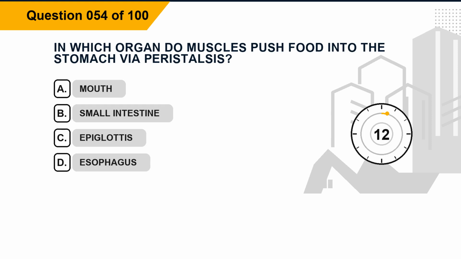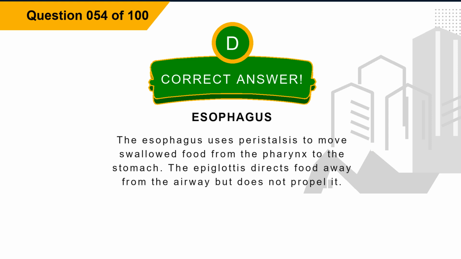Question 54. In which organ do muscles push food into the stomach via peristalsis? Option A, mouth. Option B, small intestine. Option C, epiglottis. Option D, esophagus. The correct answer is option D, esophagus. Explanation. The esophagus uses peristalsis to move swallowed food from the pharynx to the stomach. The epiglottis directs food away from the airway but does not propel it.